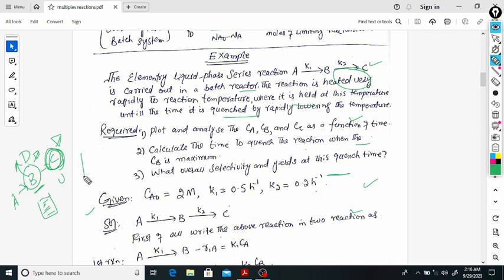So we will plot time on this axis and the concentration of component i on this axis, where component i can be component A, component B, or component C.